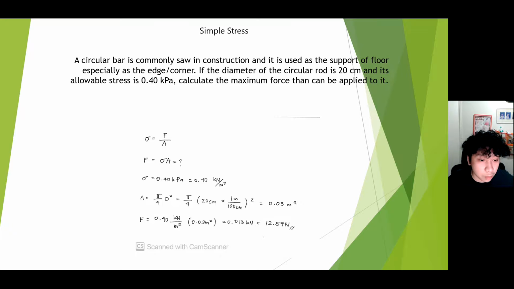So substitute lang. Pi over 4 times 20 centimeter times 1 meter over 100 centimeter squared is equal to 0.03 m squared. So force is equal to 0.40 kN over m squared times 0.03 m squared is equal to 0.013 kN or 12.57 N.